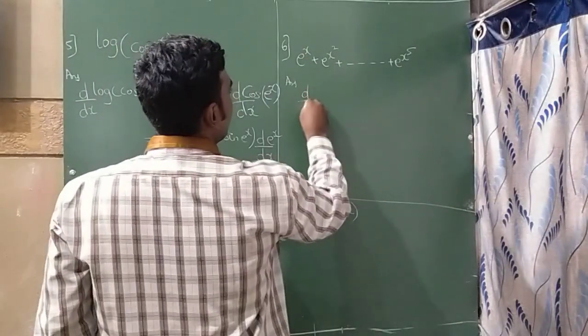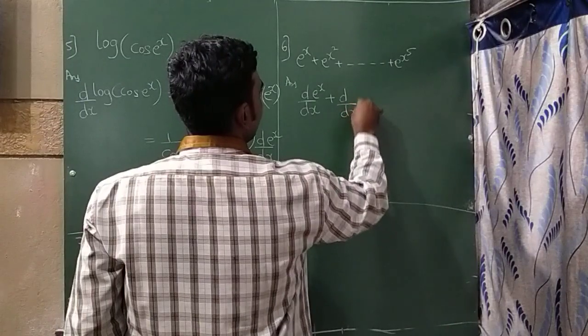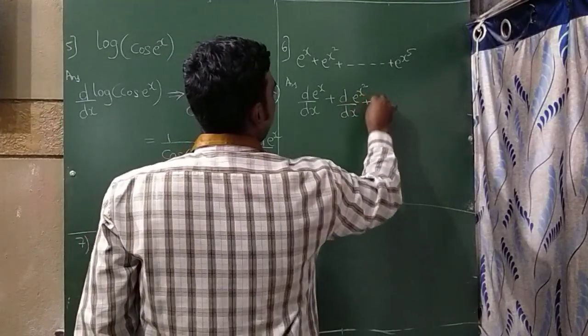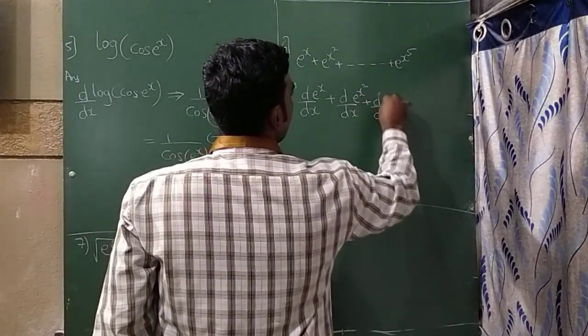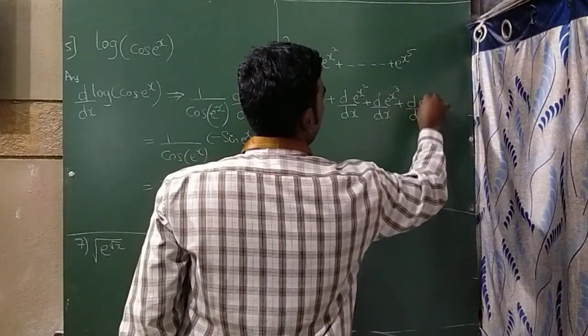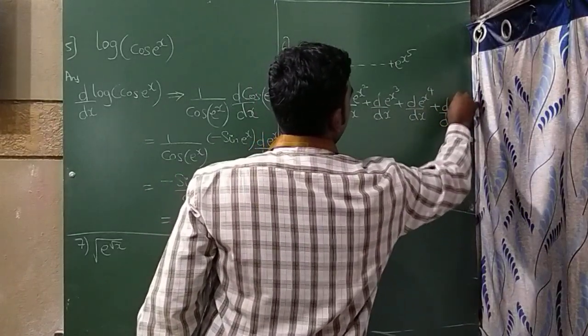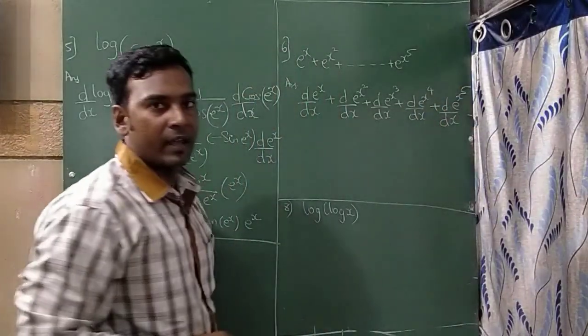So here, d by dx of e raised to x plus d by dx of e raised to x square plus d by dx of e raised to x cube plus d by dx of e raised to x raised to 4 plus d by dx of e raised to x raised to 5.